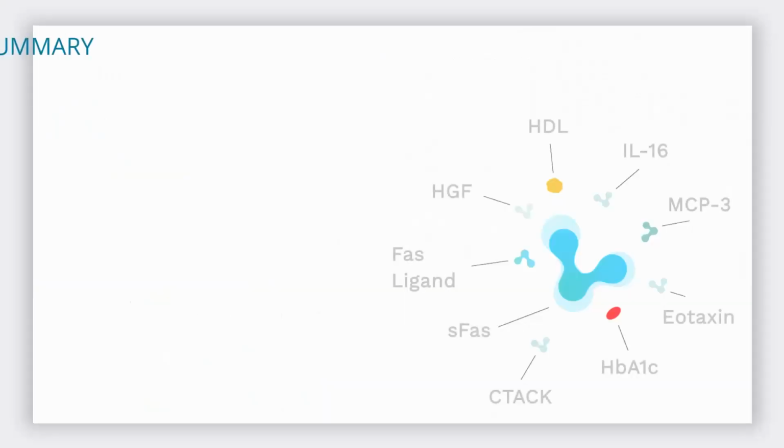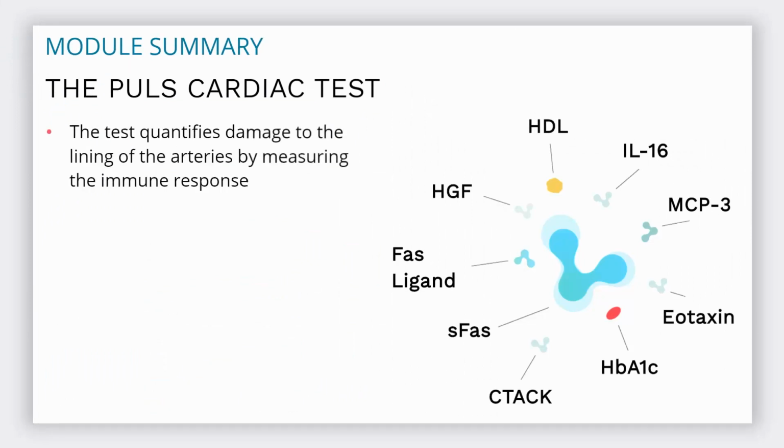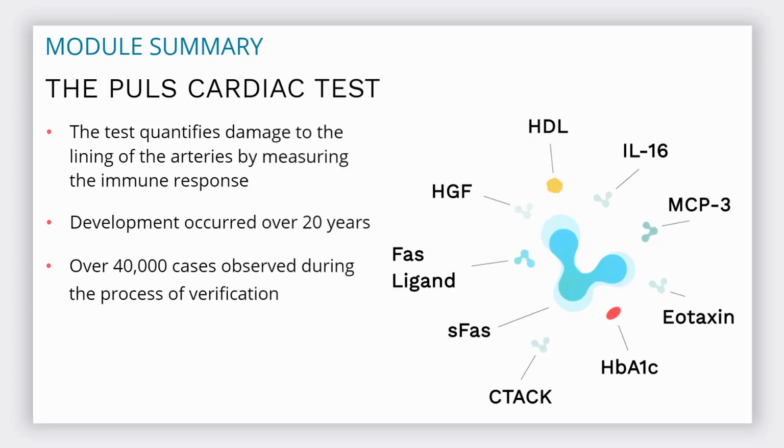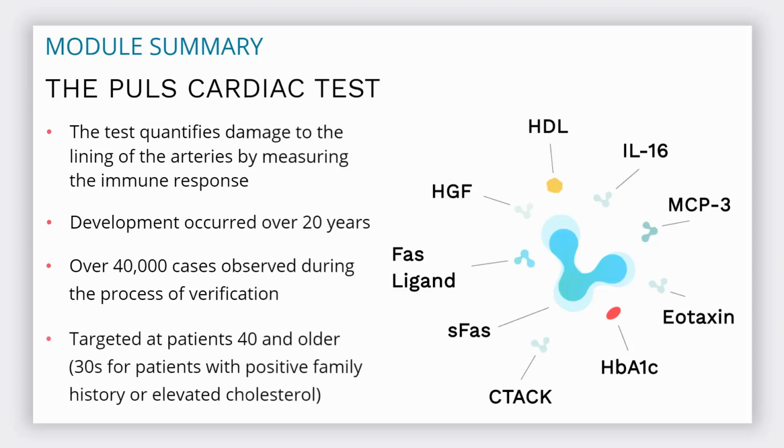The PULS cardiac test quantifies damage to the lining of the arteries by measuring the body's immune response to that injury. It identifies residual risk in the face of other normal markers, and it uses the same information to predict your 5-year risk of having a heart attack. The development used software systems and a set of studies that occurred over approximately a 20-year period. Combined, we've looked at 40,715 cases in the process of verification. It's targeted to people 40 years and older, but if patients have a risk factor, like a positive family history or elevated cholesterol, they can have the test performed in their 30s.